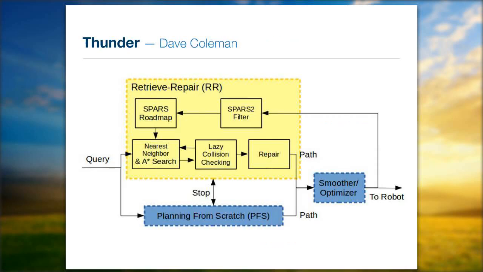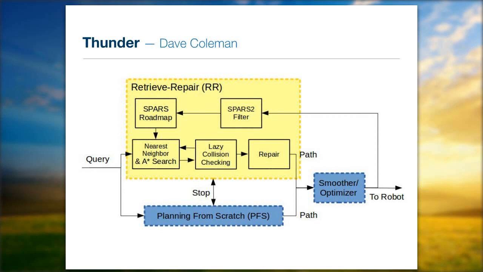Okay, so I won't have time to talk about everything that I just mentioned. I'll just talk briefly about a few selected highlights. One of them is the Thunder planner, developed by Dave Coleman in collaboration with Jonathan Gammell, myself, Kei Okada, and Nikolaus Correll from the University of Colorado.